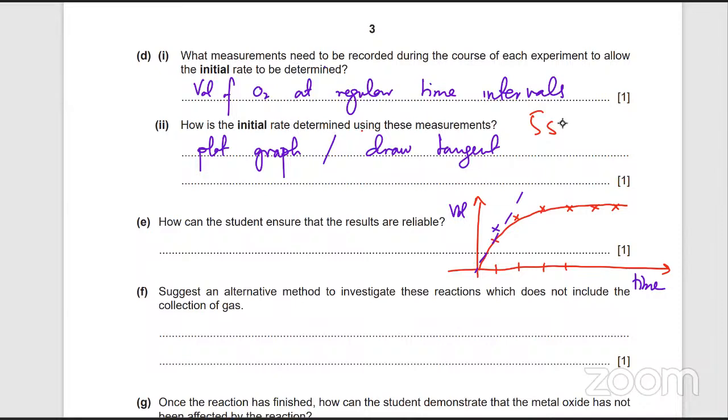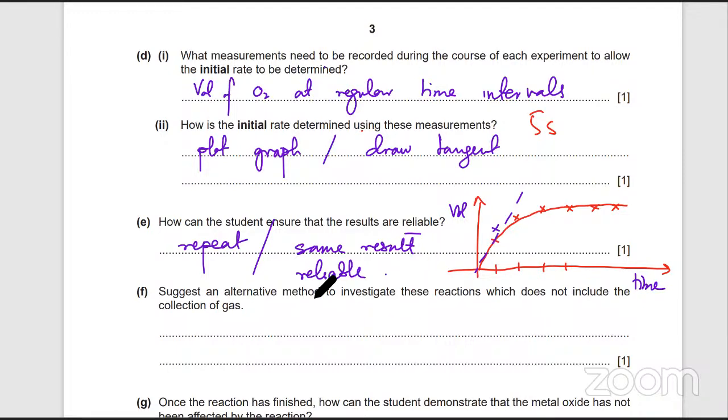How can the students ensure that the results are reliable? How would you know that the results are right? Mean? How can the student ensure that the results are reliable? That is, how do you increase the reliability? Average or mean? No, reliable means repeat. Okay, with an average you get closer to the true value, but when they talk about reliable, that is you repeat the experiment. If you get the same result, that means it's reliable. So if you get the same result, that means your results are reliable.